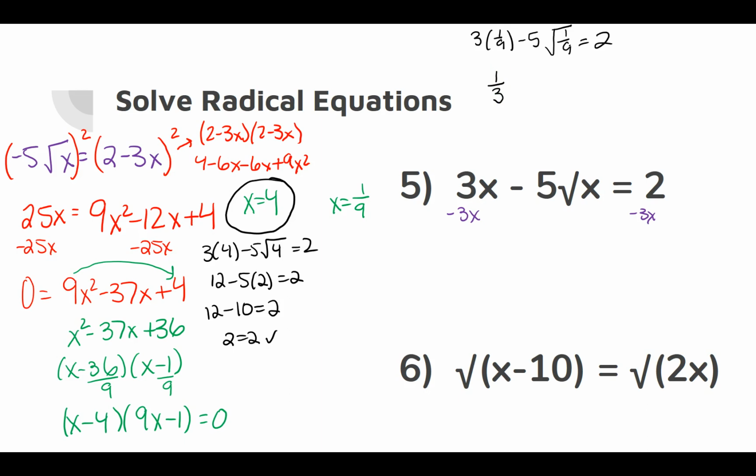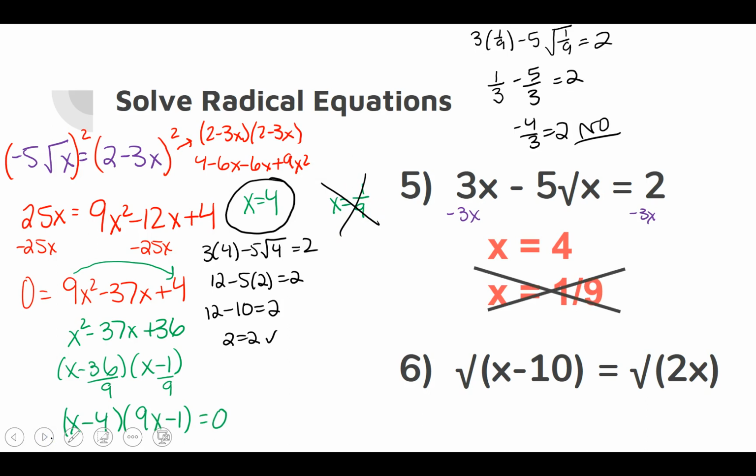What is the square root of 1/9? Think about it. What's the square root of 1? What's the square root of 9? 3. So what's 5 times 1/3? 5/3, -5/3. What is 1/3 minus 5/3? -4/3. It becomes -4/3. Does that equal 2? No. So we don't like 1/9. Okay, so our only solution here is 4.